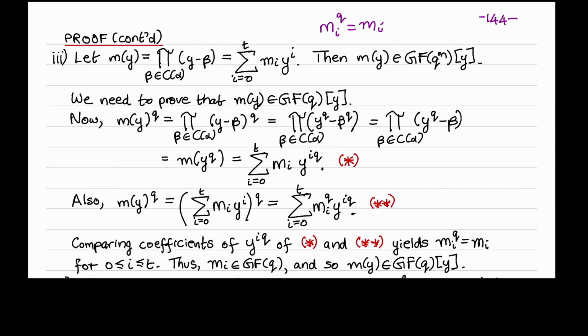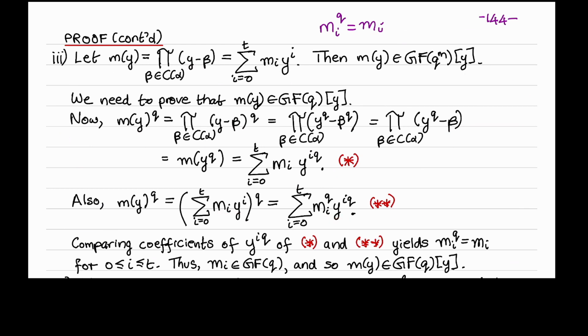I'll next note that as beta ranges over all conjugates of alpha, beta to the q also ranges over all conjugates of alpha. And so I can simply change beta to the q to beta without changing the polynomial. And now you see that this product is m evaluated at y to the q, which is this expression. Here's a second way to raise m to the power q. I can invoke the Freshman's Dream to write the sum as this sum. So I've raised each term in the summation to the power q.